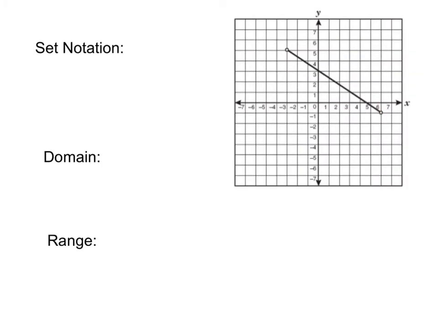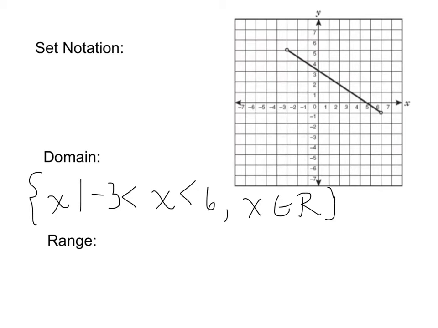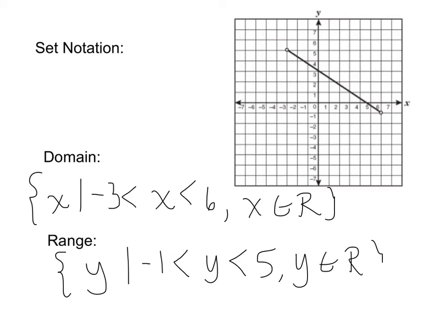All right, set notation for this is also different because it's the set of all values x such that x is greater than -3 and less than 6, and x is a real number in this case. Notice there's no equal signs on the inequalities, and the range is the set of all values of y such that y is greater than -1 and less than 5, y belongs to R.